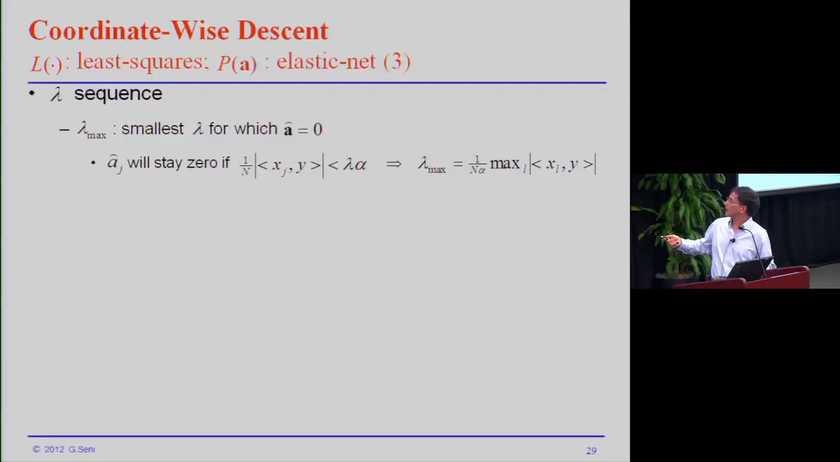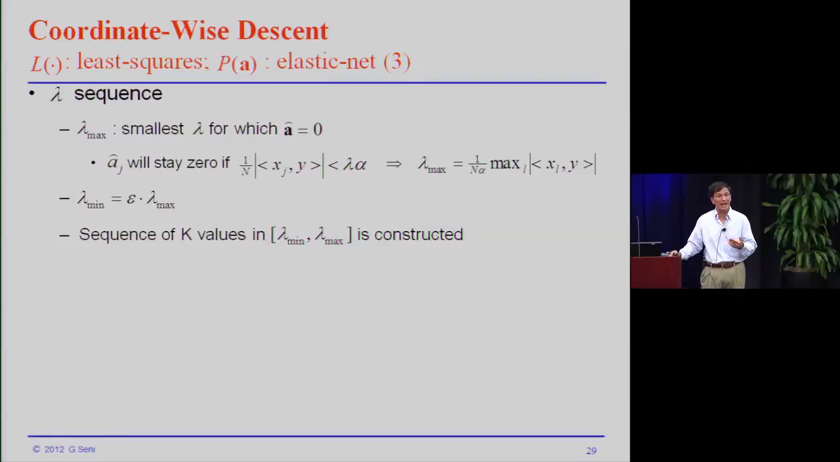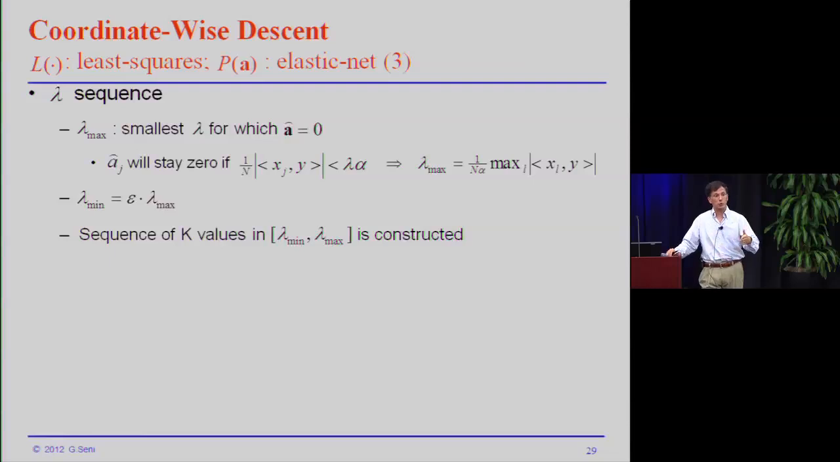So again, what I'm trying to do is to arrive at a finite sequence of lambdas to explore. And so instead of lambda infinity, we can find this lambda max. And then typically, lambda min is set to some fraction of lambda max, say 1,000th or 100th of lambda max. And then a sequence of lambdas is generated in this interval. Some software by default will put 100 values in that interval. And so those are the 100 values of lambdas that we have to cross-validate.